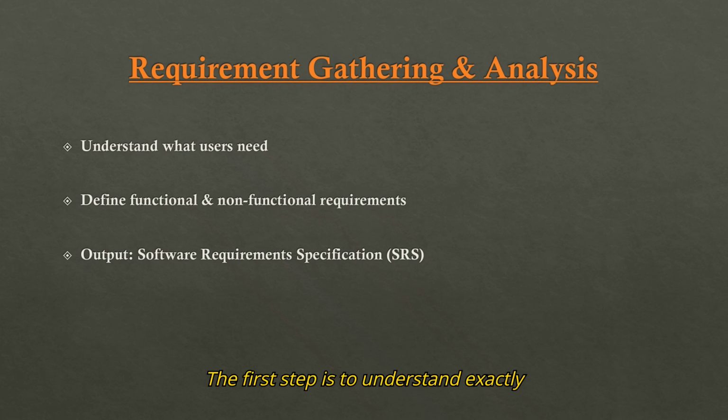The first step is to understand exactly what our users need. We collect and analyze requirements, both functional and non functional, to clearly define the scope. This phase results in a software requirements specification document that guides us moving forward.